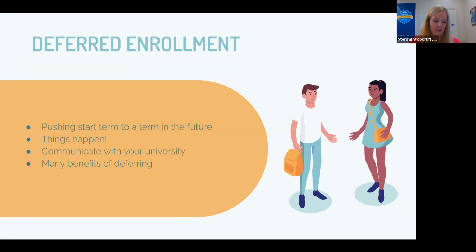This could be because you're deciding to travel abroad, or you're working to save money to pay for college, or things like COVID, or just to gain time and maturity before you make the commitment to going to college. Schools have different deferment policies, and so it's very important that you learn what your college's rules and deadlines are.